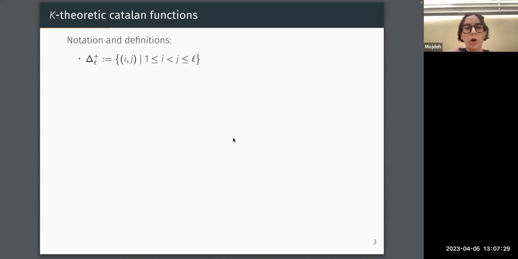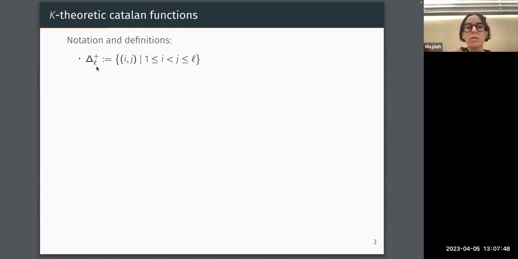Okay, so before I can tell you how to write down the definition of the Katalans, we have to build up a little bit of machinery. So let's do a little bit of notation and definition work. The first symbol I'll use a little bit today is delta plus L.